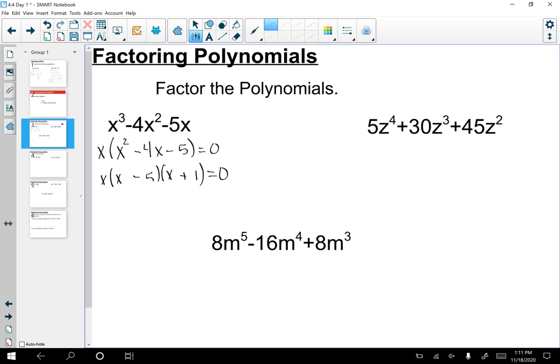Okay, and then typically we would go ahead and, I actually goofed. We're not setting these equal to 0. They don't set it equal to 0. So we just want to simply factor. So once we get to this point, we're good to go ahead and stop right there. Our next lesson will actually be solving. So those we will set equal to 0 and solve completely.